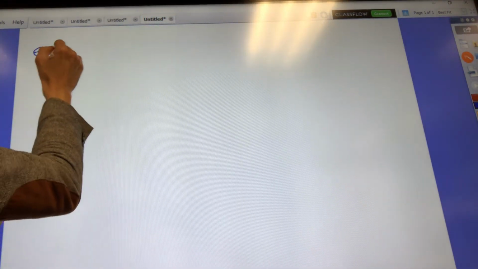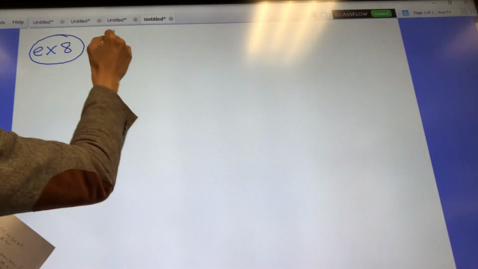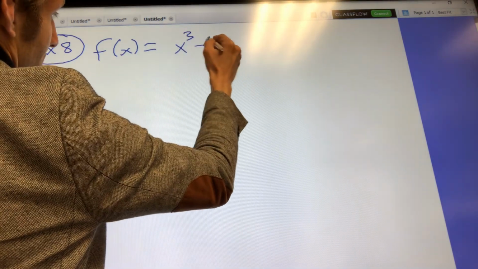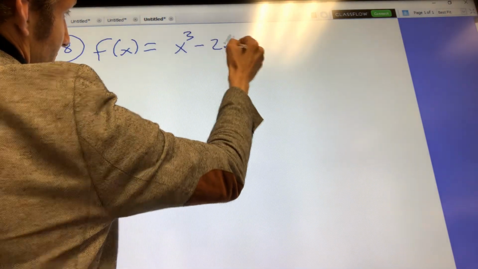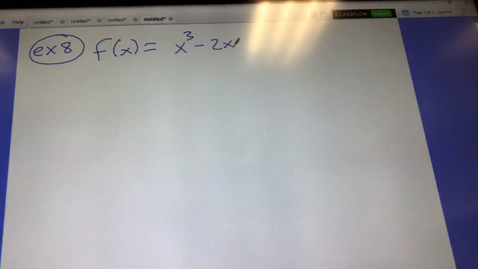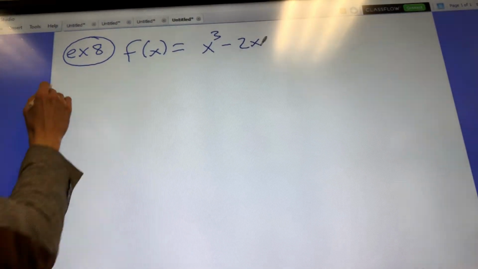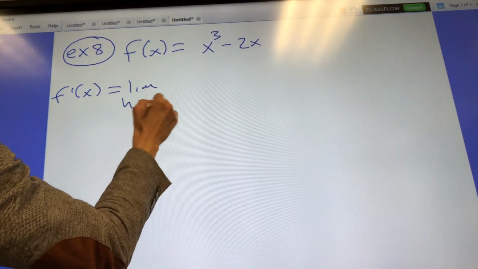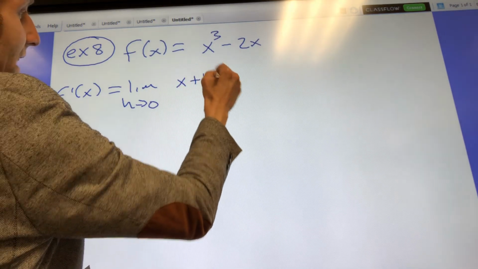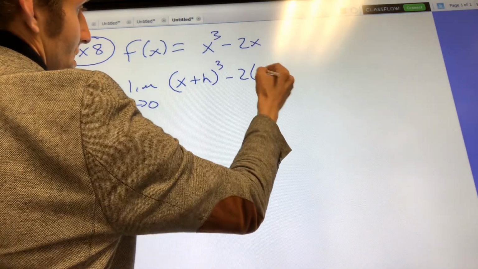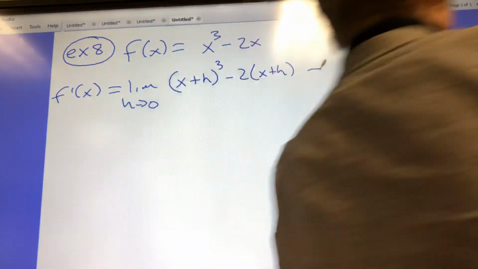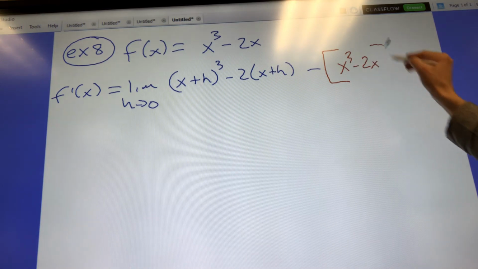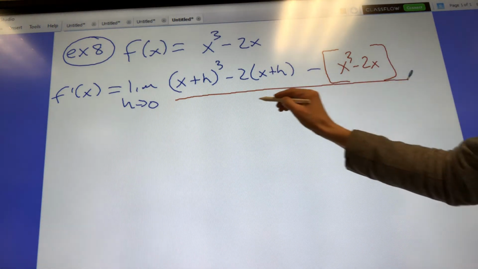Let's talk about number 8 here. f of x is equal to x to the third minus 2x. What is f prime of x? Okay, that cube's going to take a while. So f prime of x is the limit as h goes to 0 of f of x plus h, plug in x plus h, minus, I'm going to put a bracket here, f of x, divided by h. Whoa.